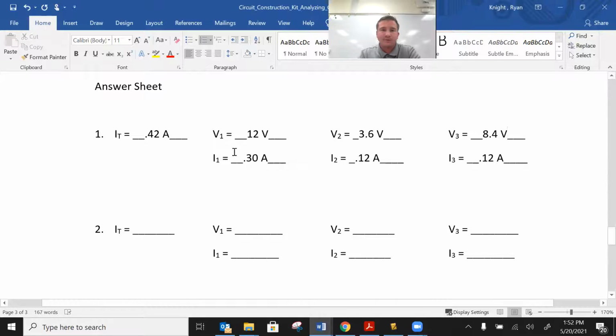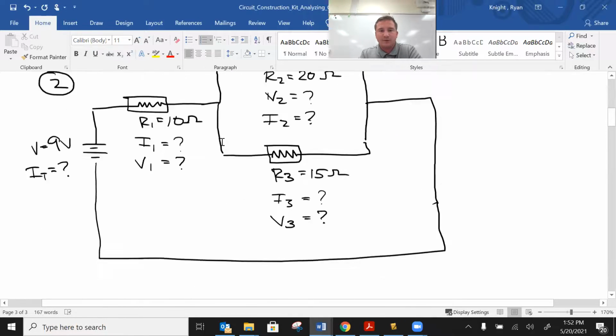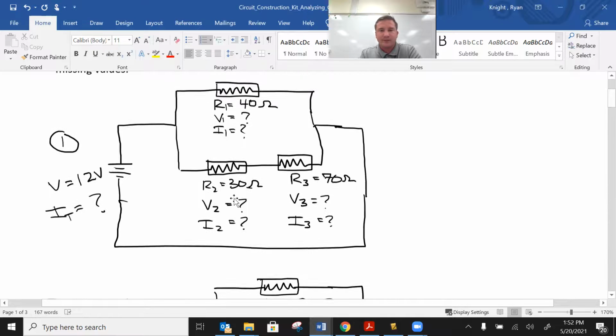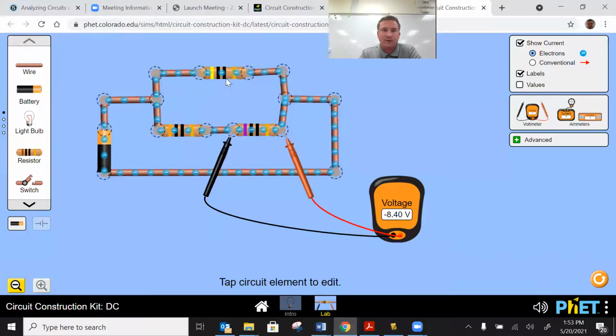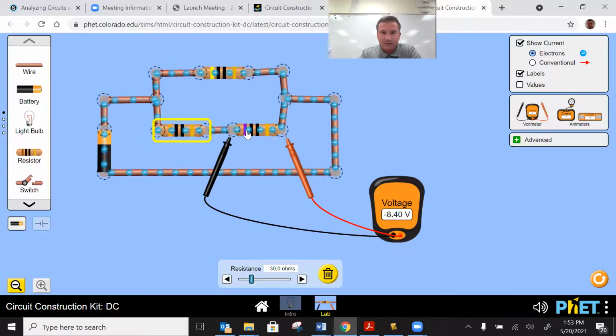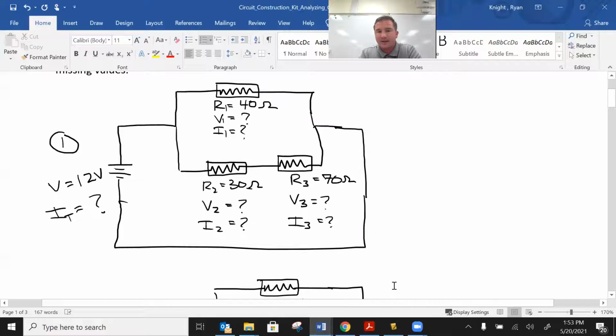That's all we're doing, right? So I've completed the first one. I built the circuit. First thing we've got to do is build the circuit. I double checked to make sure the battery and each of the resistances matched what I had in the problem. We can click on them: 40, 30, 70, and 12, just like it's supposed to be in the problem. And then I measured the stuff.